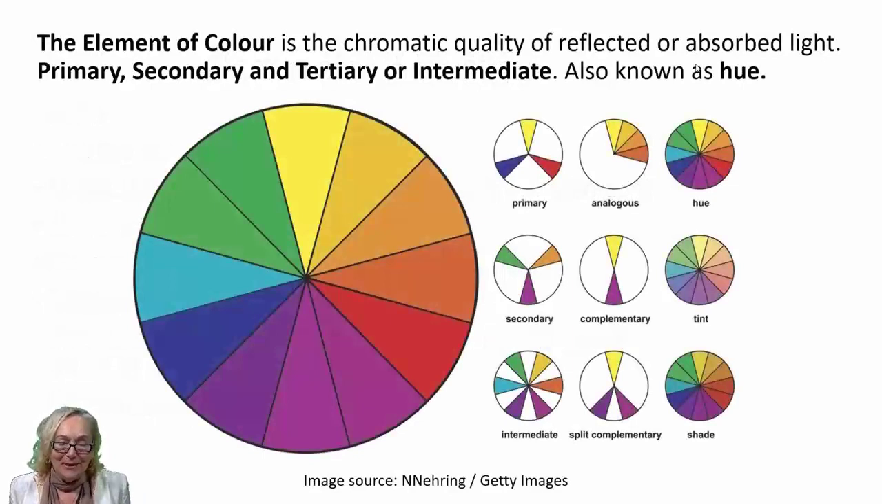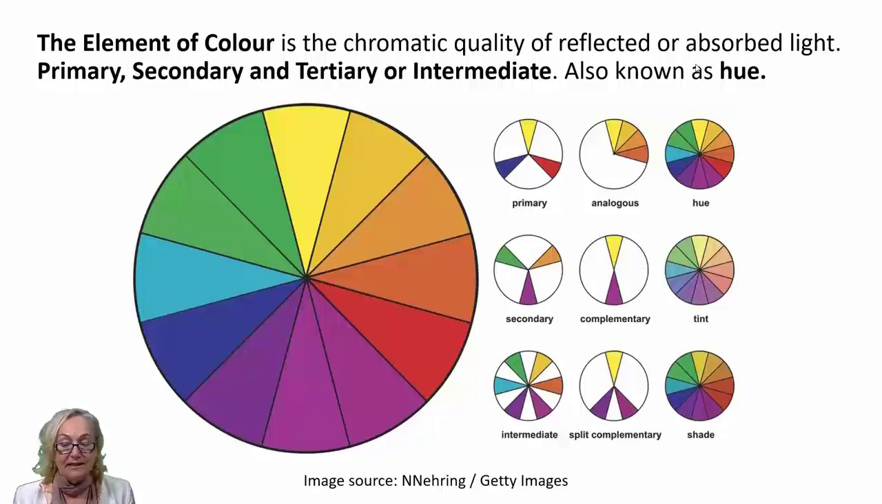The element of color, probably my favorite element, can be described as the chromatic quality of reflected or absorbed light. Yes, I read that. But I do know this one very well. So it starts with the primary colors, which you all would have learned at some point along in your educational journey. Yellow, red, and blue. Secondary colors are made with a combination of the primaries, and then we have intermediate or tertiary colors made with the combination of the secondary and the primaries.